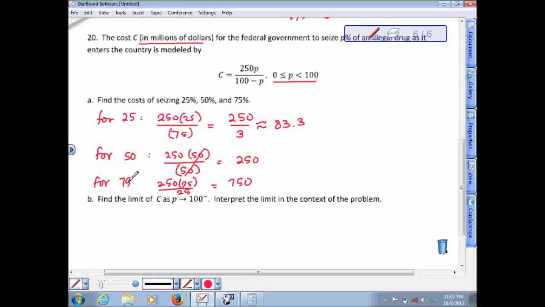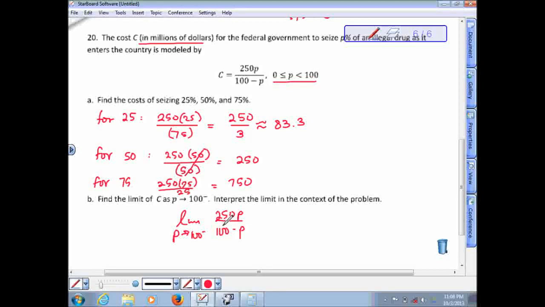Once they go much more than this, 80%, 90%, 91%, 92%, these costs are going to increase similar to an exponential increase. As their efforts reach 100% of this illegal drug being seized, what's the value of this going to eventually start to reach? This is another idea of a limit at infinity. So what they're asking is to find the limit as P approaches 100 from the negative side of 250P over 100 minus P.